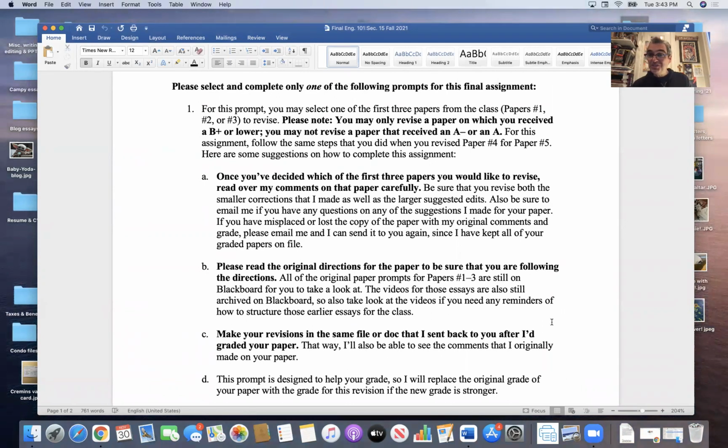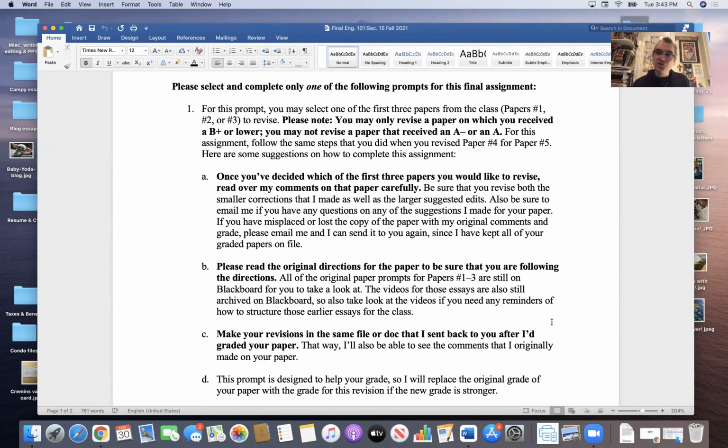Now, there are some stipulations with this, so let me just briefly walk you through them. Everything's listed here in the directions, so if you have any questions, please email me, but it's pretty straightforward. Any paper that you did in the first half, so that's papers 1, 2, and 3. I don't use papers 4 and 5 for this, because you've already gone through the revision process. So you already revised paper 5 and expanded it and turned it into paper 4 and turned it into paper 5.